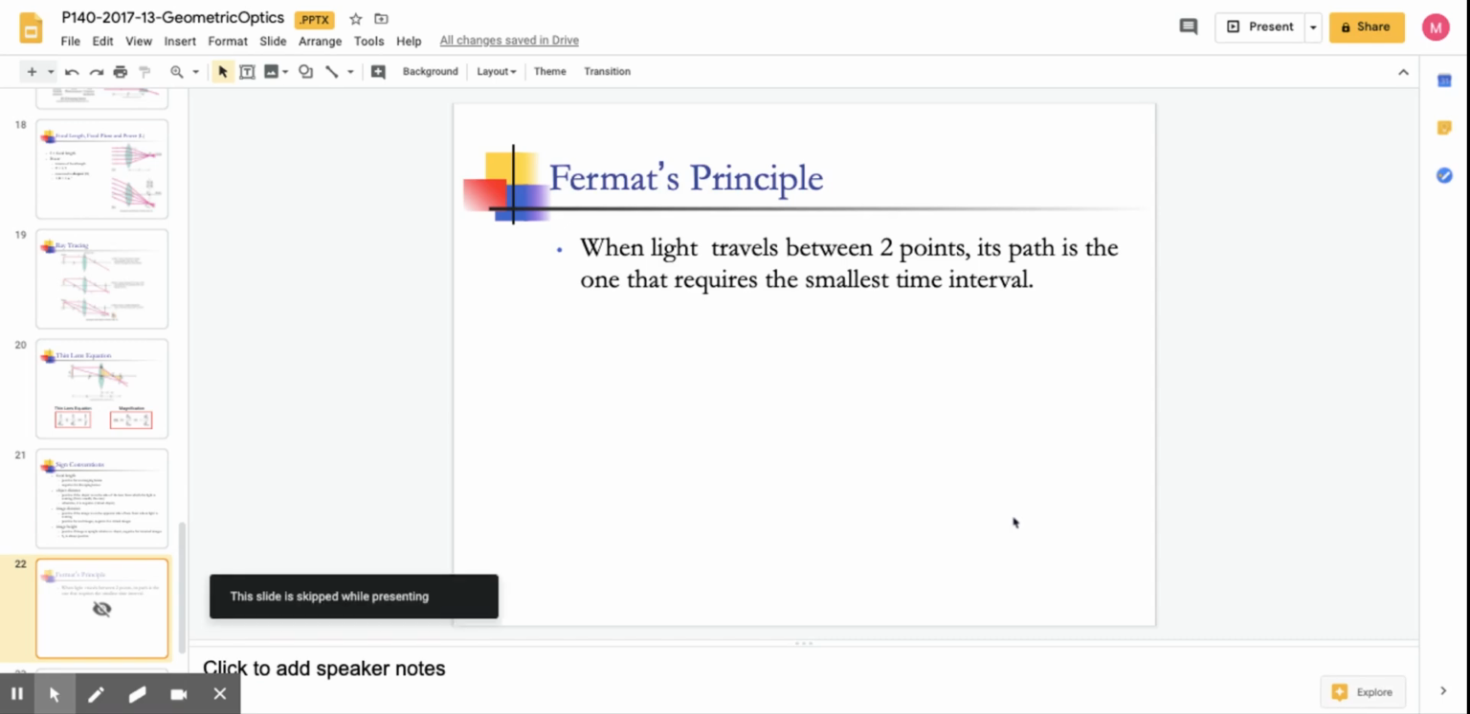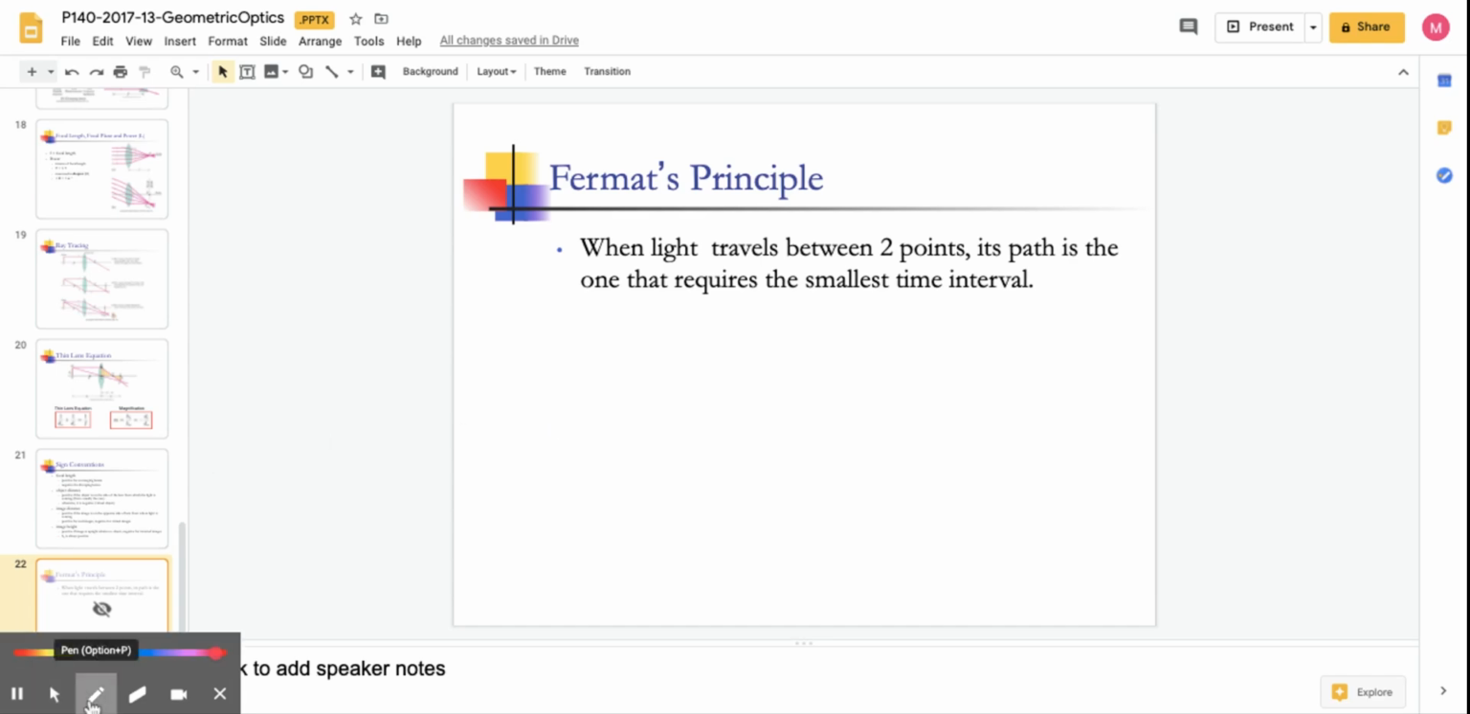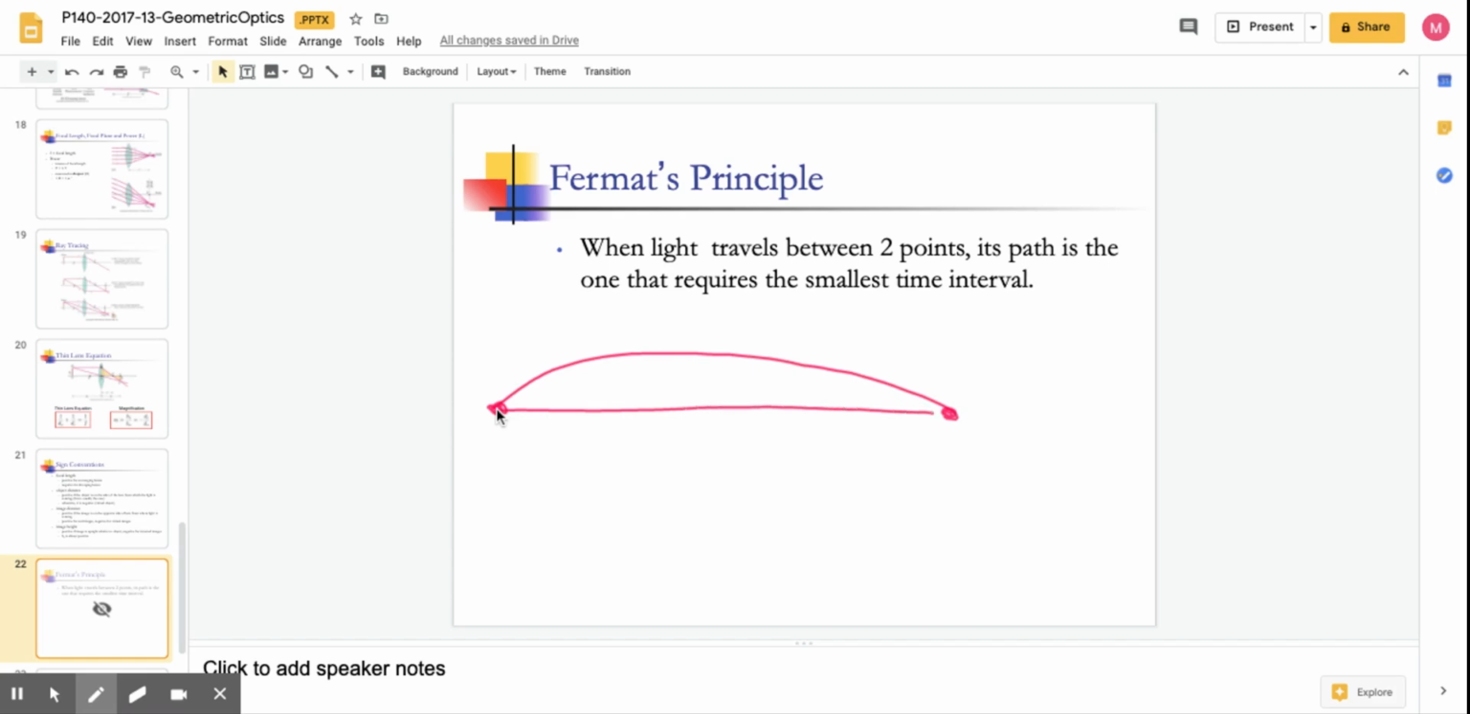Fermat's principle is just a basic principle, and what it says is that because light travels in rays, if I have 2 points, then the path to go from one to the other requires the smallest time interval. So I wouldn't do something like this. That's going to take a larger distance, right? So I'm going to have a straight line right between these 2 points.